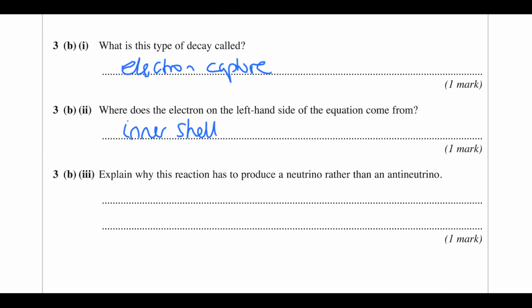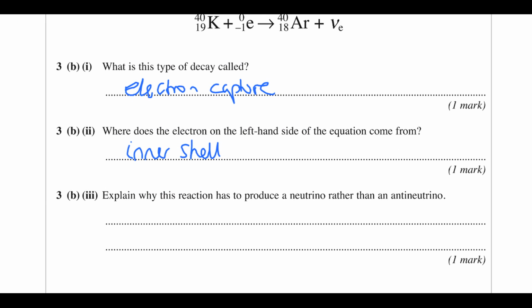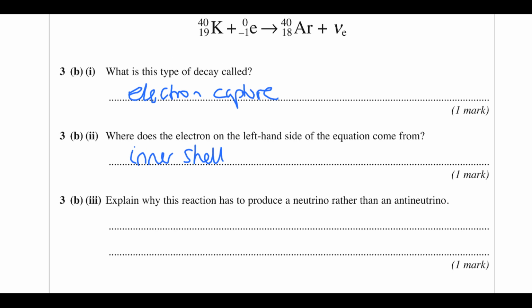Okay. Explain why this reaction has to produce a neutrino rather than anti-neutrino. Well, it's to conserve electron lepton number.